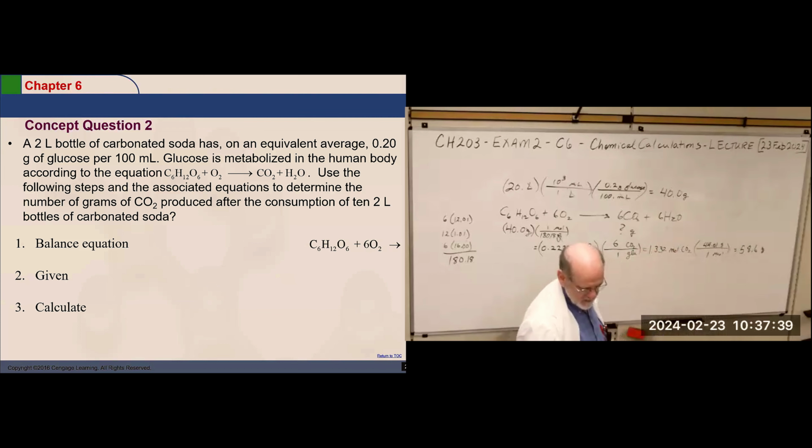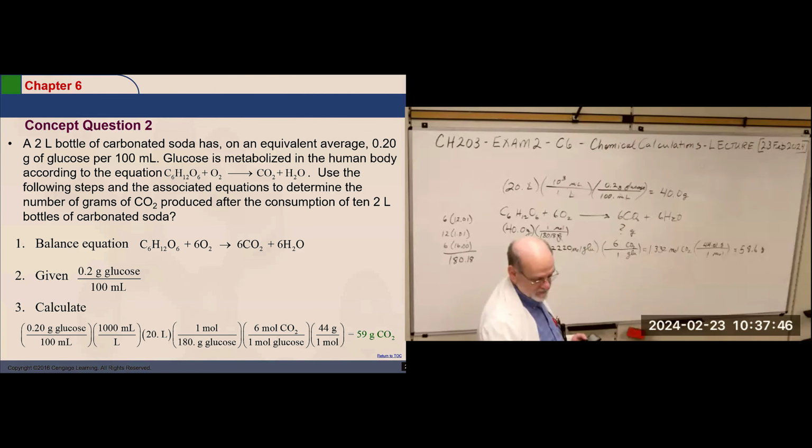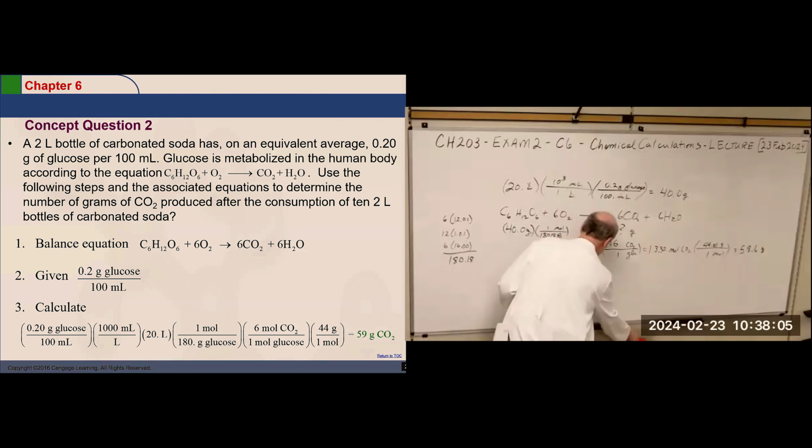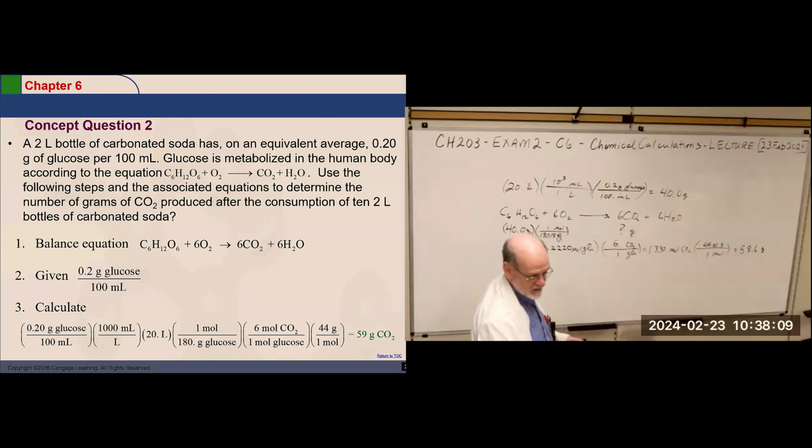So there's a balanced equation. That's what's given. We did it all in one swoop. 59, okay, rounded off to two places, 59 grams. Okay. That's stoichiometry. And that should be the last slide. Yep.